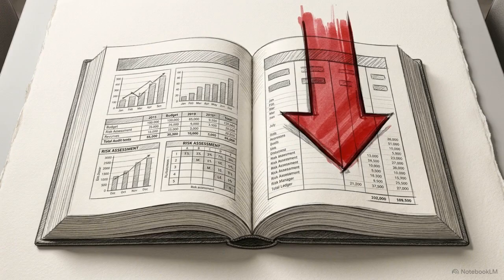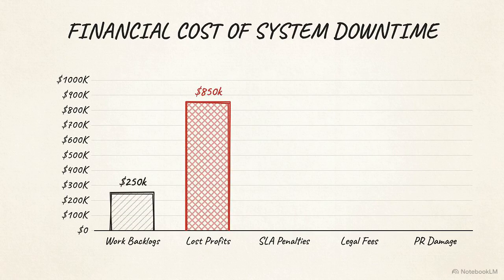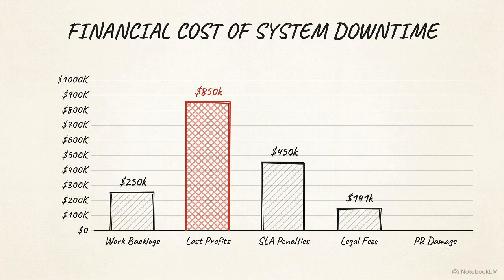Securing this infrastructure and staffing response teams requires significant budget. Organizations justify this investment through a business impact analysis. A business impact analysis calculates the specific financial damage of downtime. It tallies the costs of work backlogs, lost profits, SLA penalties, legal fees, and public relations damage.